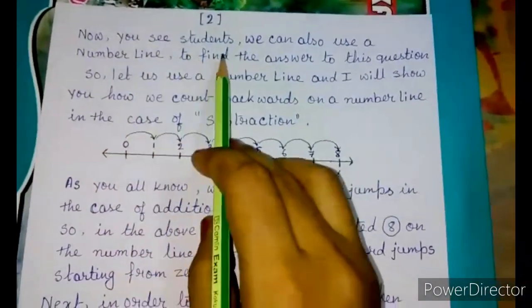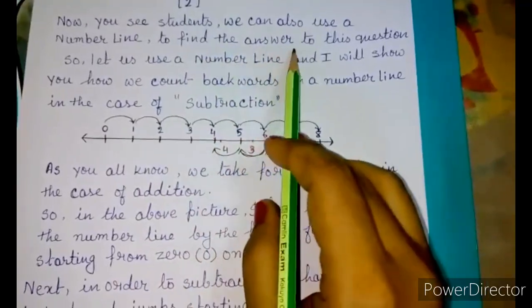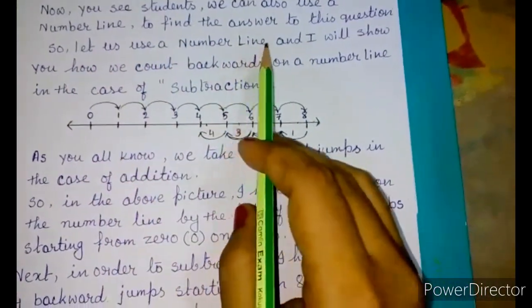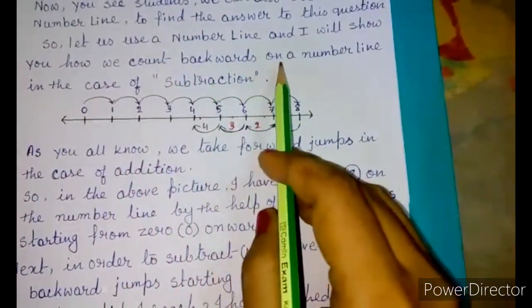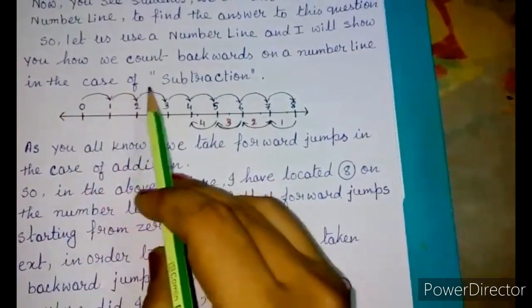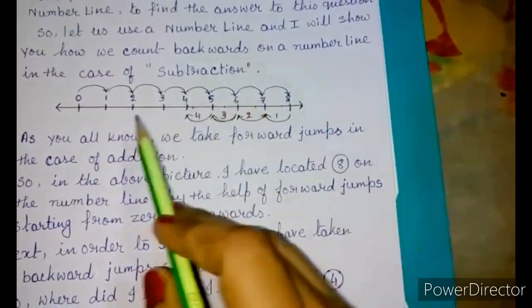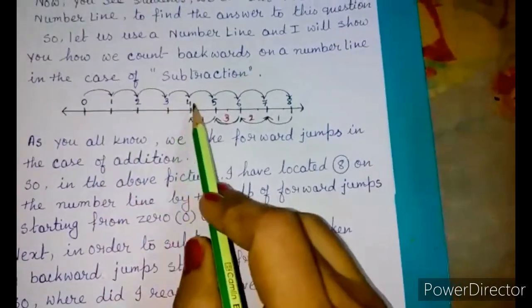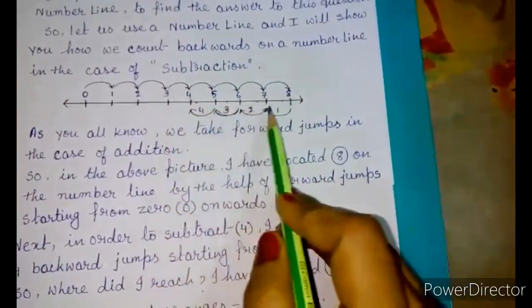Now, you see students, we can also use the number line to find the answer to this question. So, let us use a number line and I will show you how we count backwards on a number line in the case of subtraction. Here is the number line where I have drawn 0, 1, 2, 3, 4, 5, 6, 7, 8 on the top of the number line.